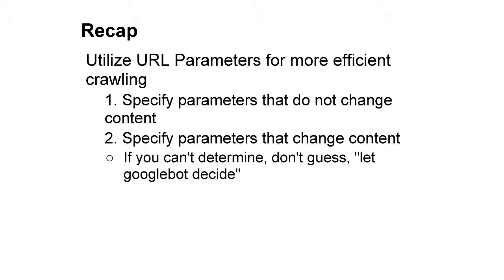To recap, if you're now more comfortable with URL parameters, please utilize this feature for more efficient crawling of your site. You can start with specifying the parameters that don't change page content. Those should be easier to do. And then after you've done that step, the next step is to specify parameters that change the page content. And remember, if you can't determine, don't guess, please let Googlebot decide.